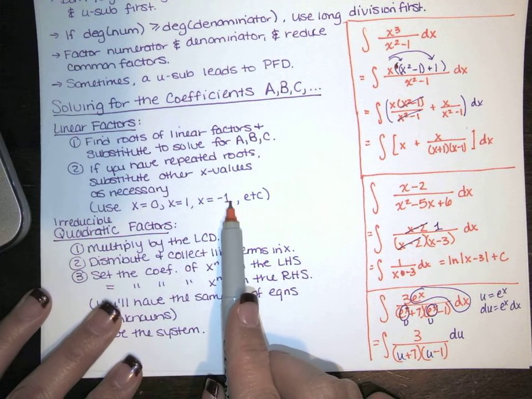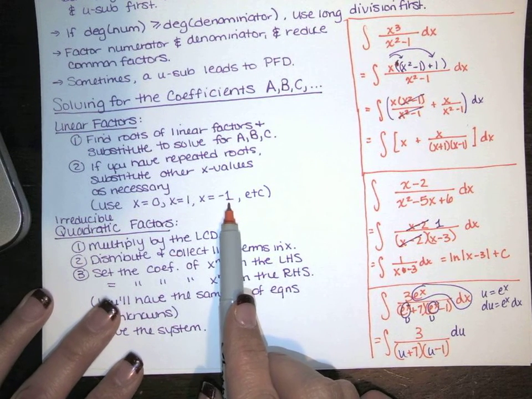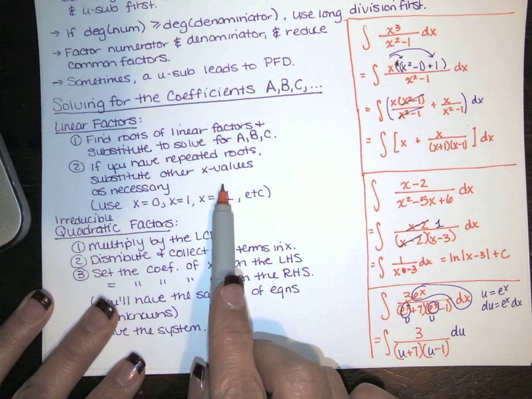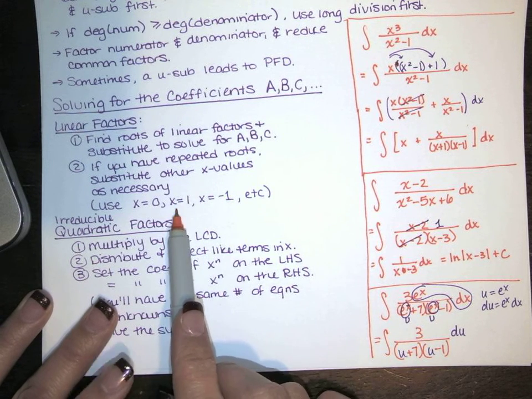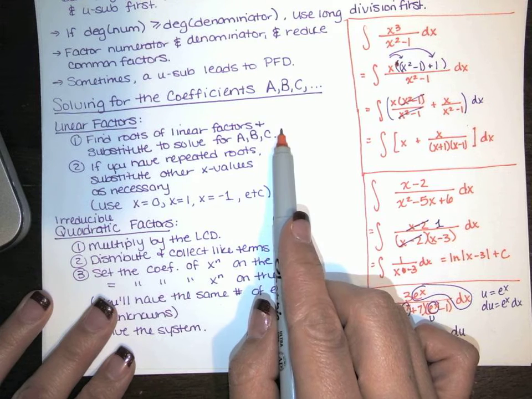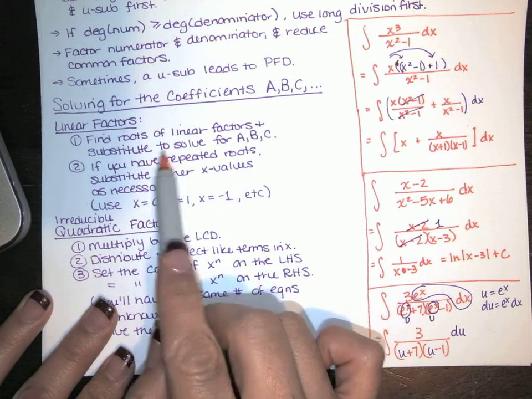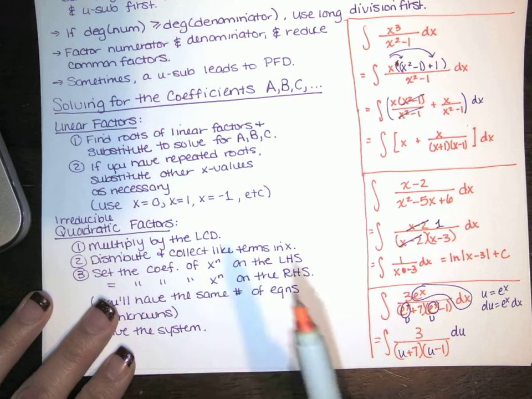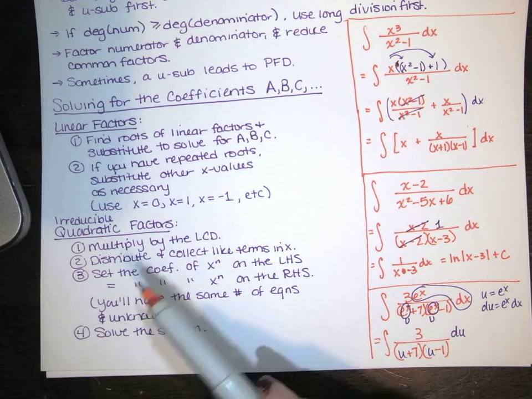But I try to stick to small integers just to make the arithmetic really easy for myself. And then remember, after you've done that, you're going to have an equation that involves almost all of your constants. You've got the values of most of them because of this first step. So you back substitute, and that's going to allow you to find the values of the other constants.